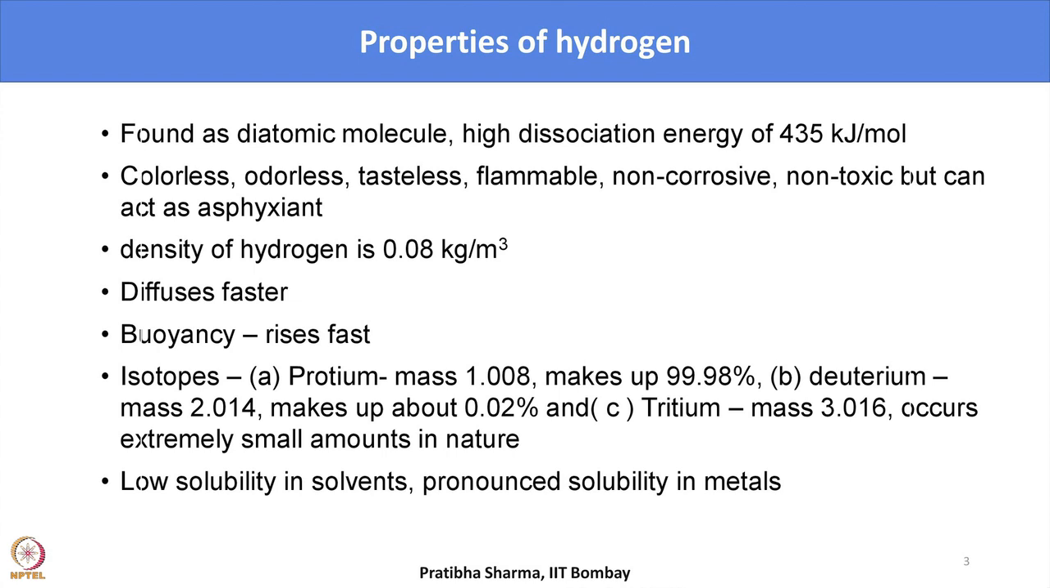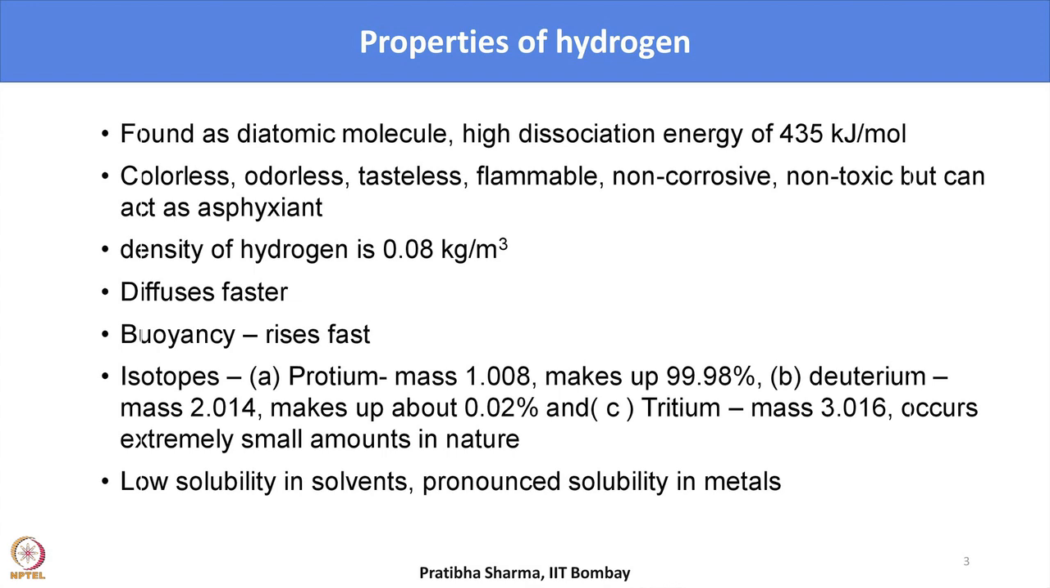Hydrogen, if it is in confined spaces, can displace oxygen, reducing the oxygen level, and thereby can cause breathlessness. If it reduces the oxygen level below a certain level, say 12% by volume, it can lead to severe health challenges, unconsciousness and others. Hydrogen has a very low density of 0.08 kg per meter cube. It is 14 times lighter than air. It has a very high diffusivity and buoyancy.